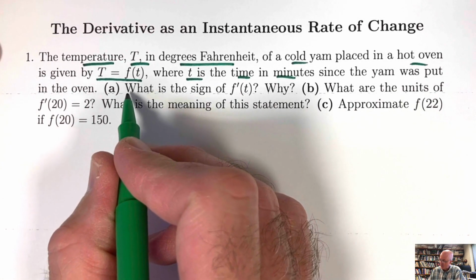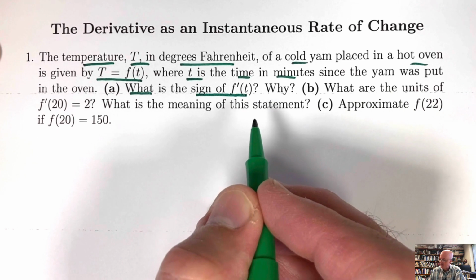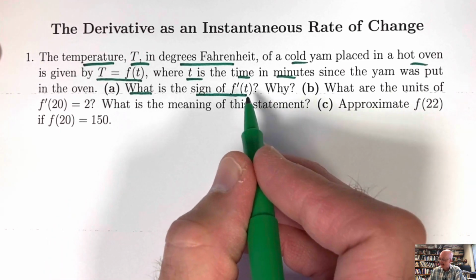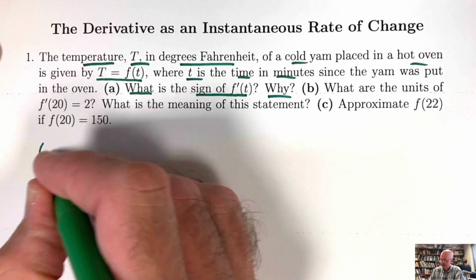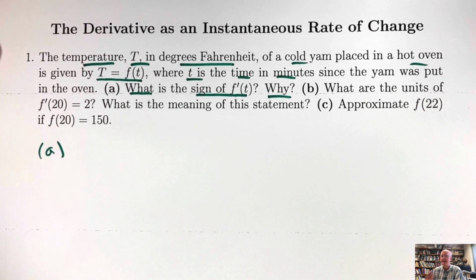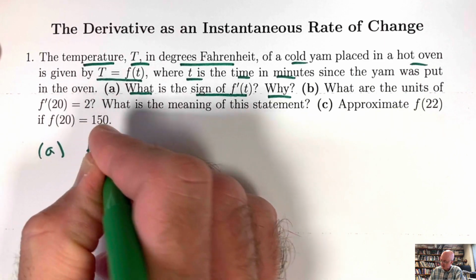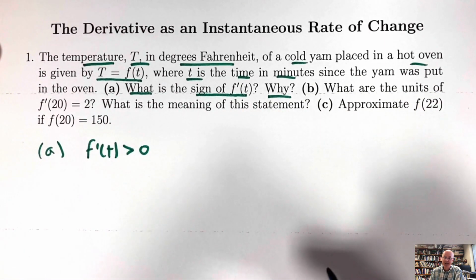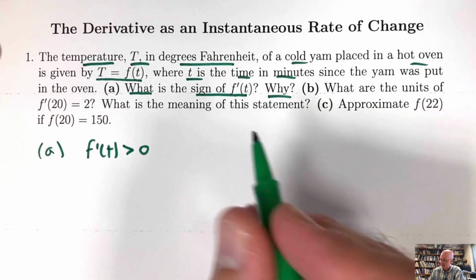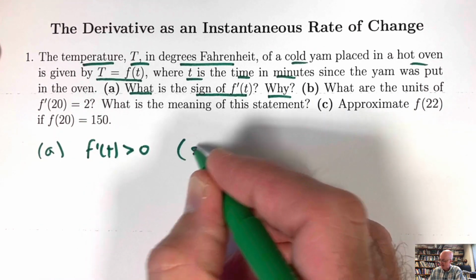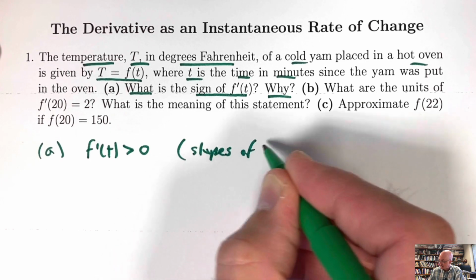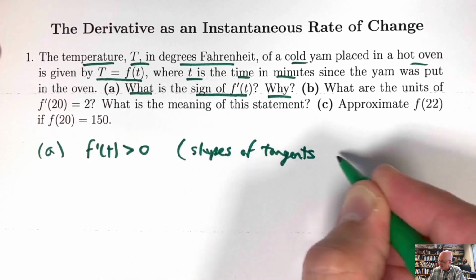Part A says, what is the sign of that capital F prime of t, the derivative of f at t, and why? Okay, I hope that one is pretty clear. The yam is cold, it's in the oven, so it's warming up. The graph of capital T, the temperature, as a function of little t, time, is increasing. The slopes of tangent lines are positive, therefore capital F prime of t is positive, okay? And I gave you a verbal explanation as to the why. We could just say slopes of tangents are positive.